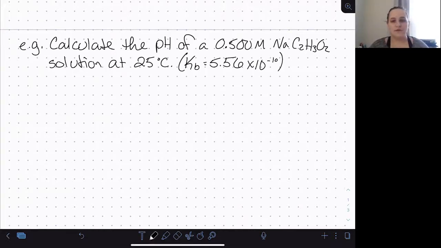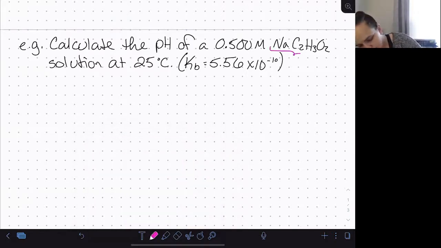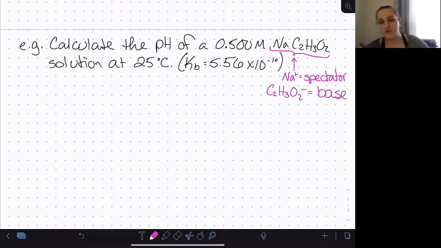So this is going to be very similar to the last problem. What we need to recognize here is that in this compound, the sodium is just a spectator ion. The actual base is the anion, just the acetate ion in sodium acetate. So from here on out, we can just ignore the sodium. We should drop it from our reaction, and that will make everything simpler. And the Kb is specifically referring just to the acetate ion.